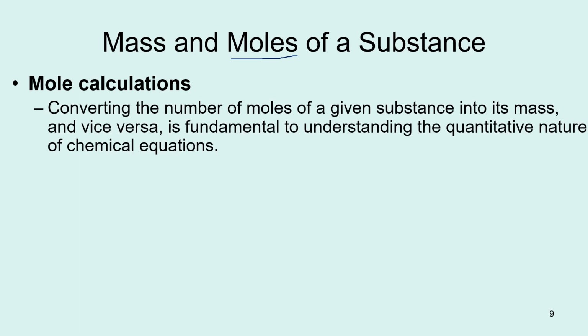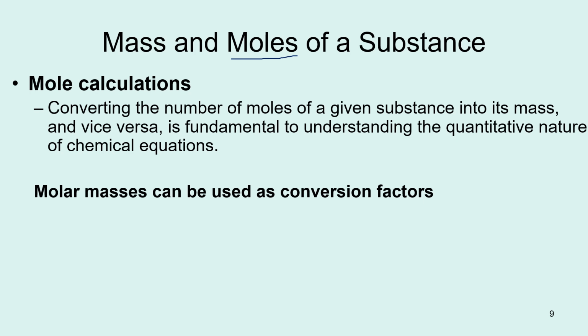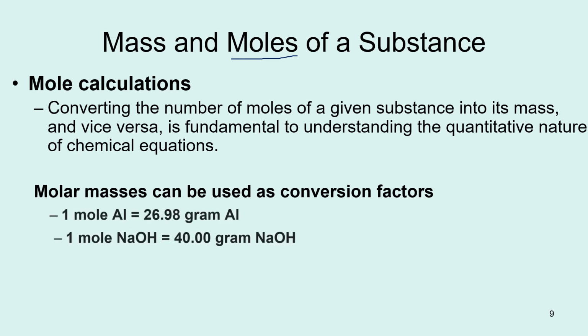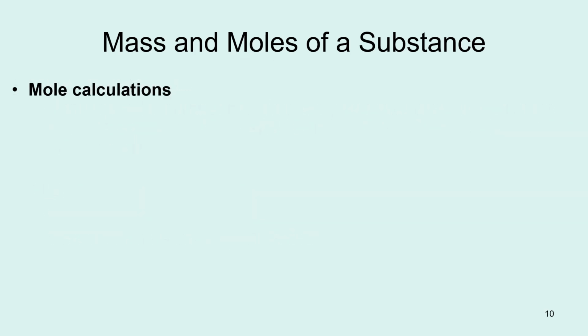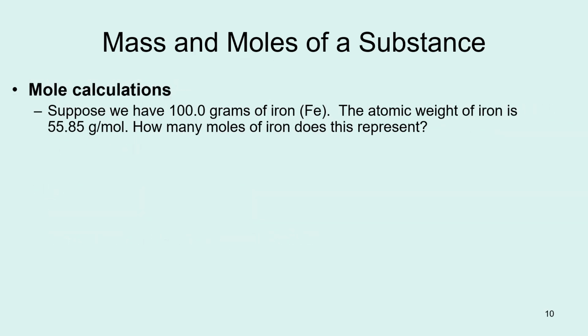So if we want to convert moles to mass or mass to moles, we know that 1 mole equals the atomic weight for an element or the molecular weight for a compound. So it's a conversion factor, right? If we have 1 mole of aluminum, that means we have 26.98 grams of aluminum. If we have 1 mole of sodium hydroxide, we have 40 grams of sodium hydroxide. Sodium 23 plus 16 plus 1. So we can convert back and forth.